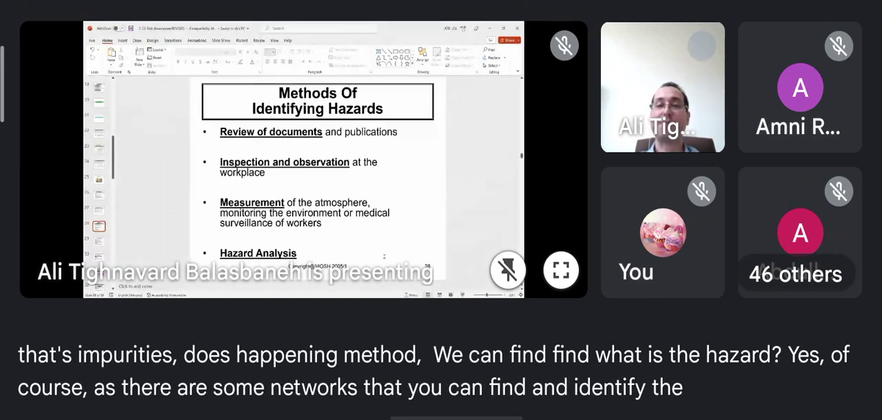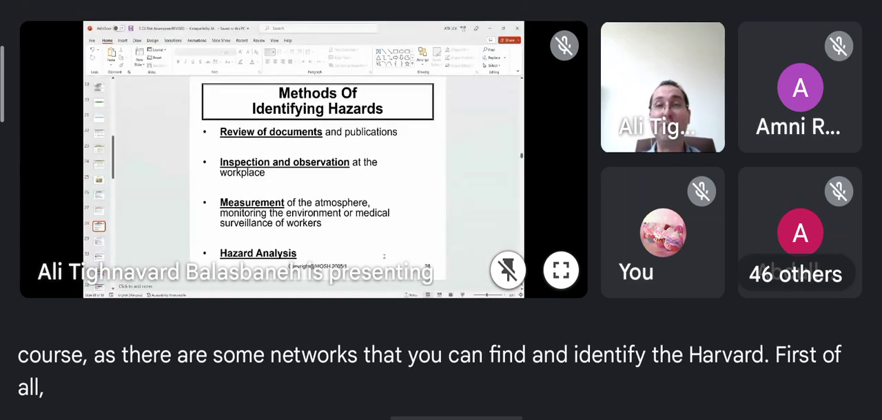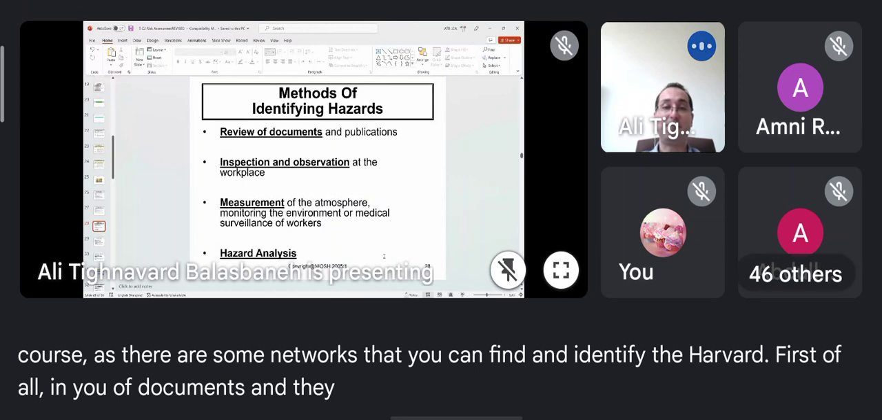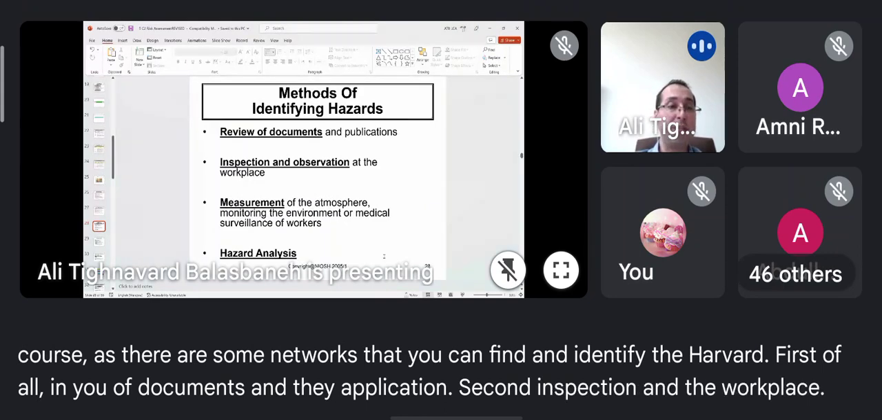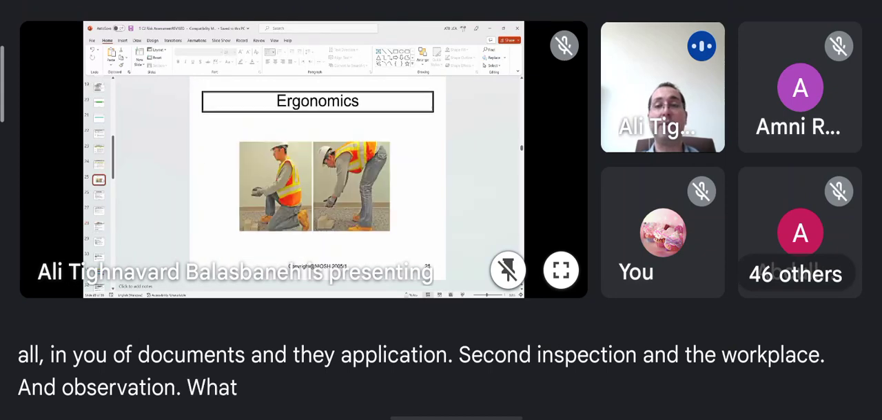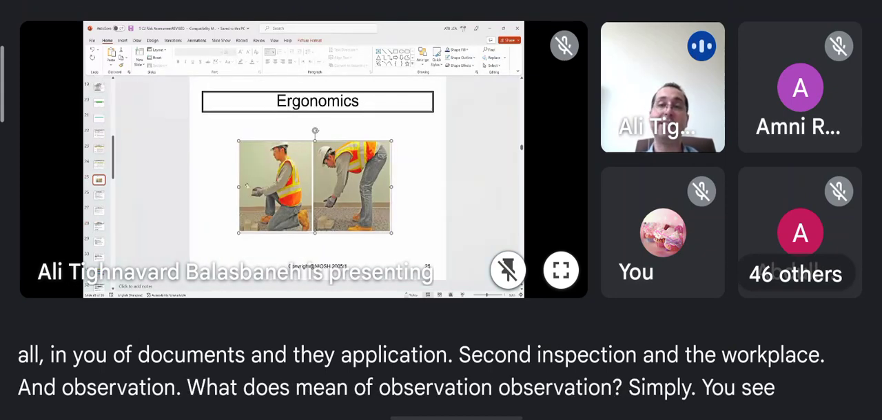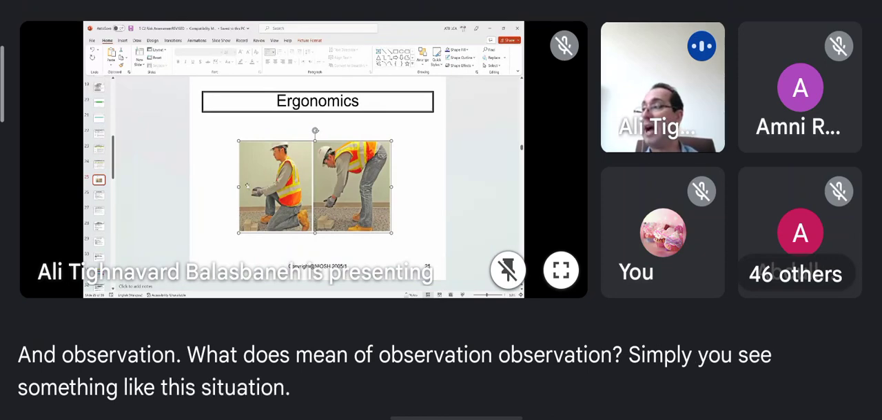First of all, review of documents and the application. Second, inspection at the workplace and observation. What does observation mean? Observation means simply that if you see something like this situation, you have to stop it.